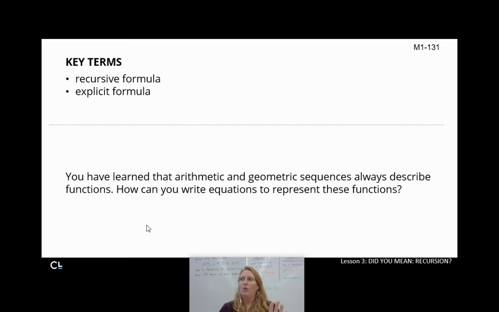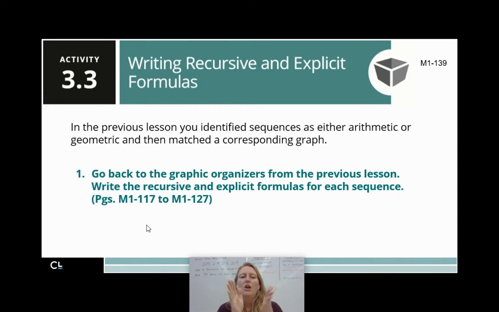Now, we're going to go back. Remember how we had our little sequence cutouts and our little graph cutouts? Do you remember that? And we identified our sequences as arithmetic or geometric, and then we matched them with the graph and we put them in the little organizers on pages 117 to 127. We're going to go back to those pages because we haven't finished yet. We glued in our sequence, we glued in the graph, but down below it says recursive formula, explicit formula. We're gonna fill in the formulas, yeah!